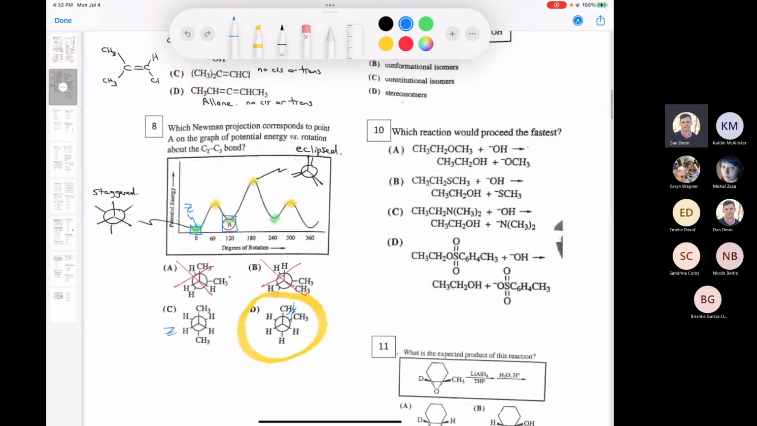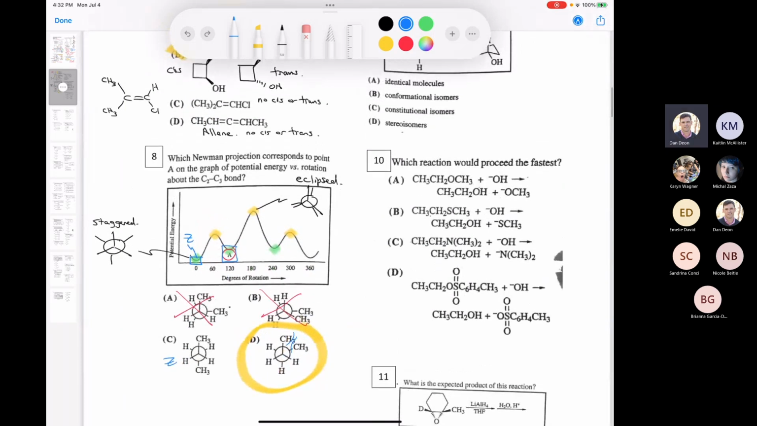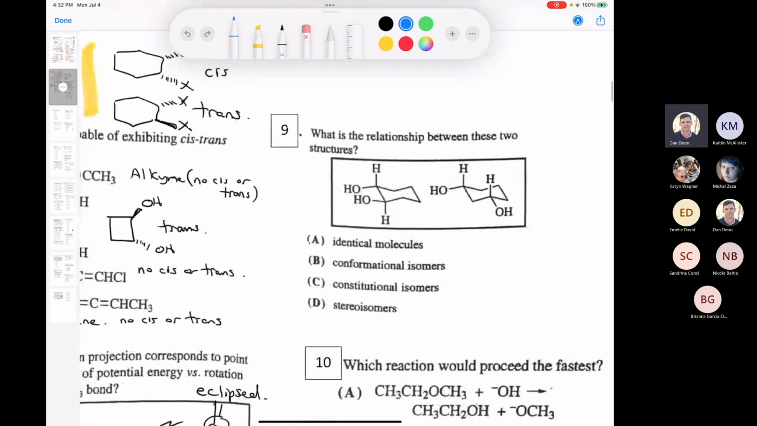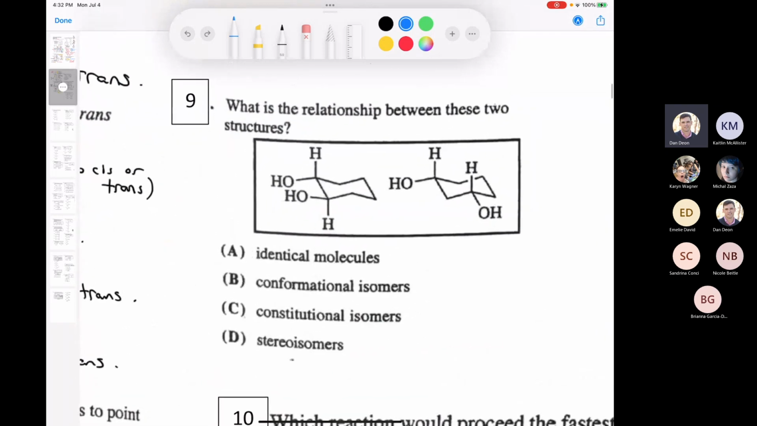All right, just a little bit about Newman projections. Newman projections are one of those things that just never go away. In organic chemistry, every time you think, oh, I won't see one of those today, it's like, blah.